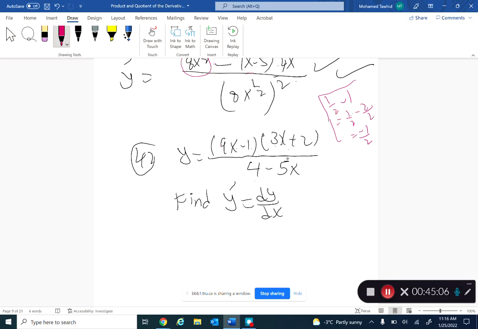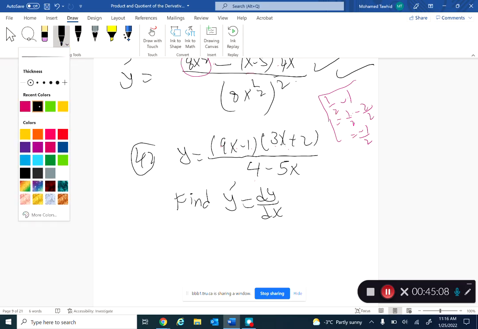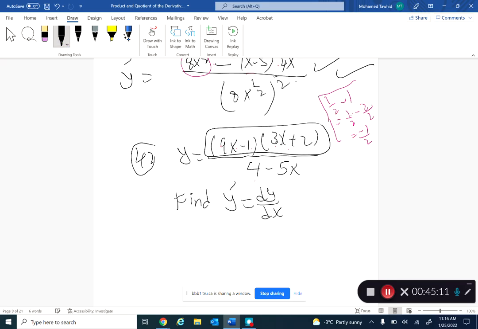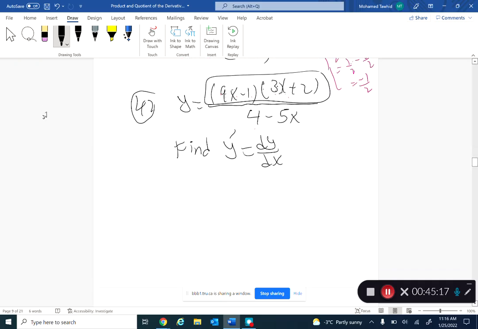Some people say, can I avoid the product rule here? Yes, you can. Can I expand the two brackets and simplify before I take the derivative? Yes, you can. Then you apply only the quotient rule, not the product rule. But if you leave everything as it is, you have to apply both the product rule and the quotient rule. You follow, guys? As soon as you hear multiply, product rule. And the brackets divided by 4 minus 5x, quotient rule.